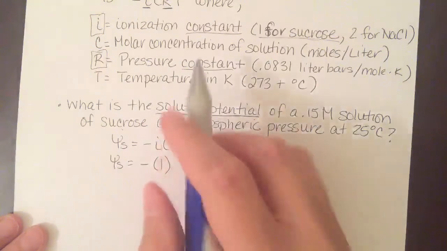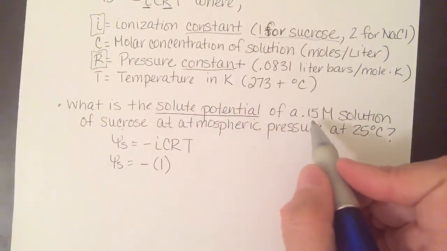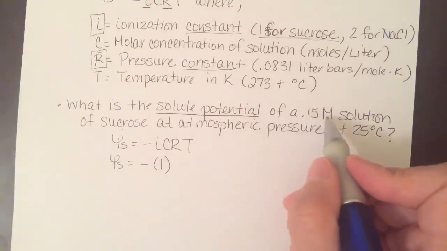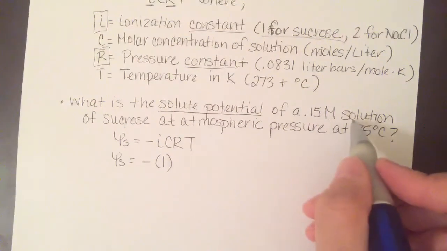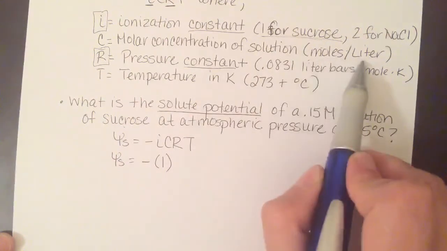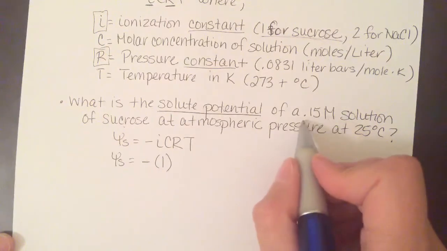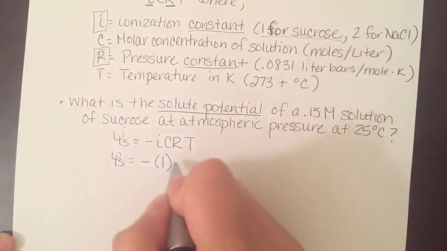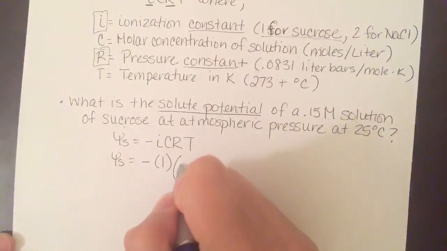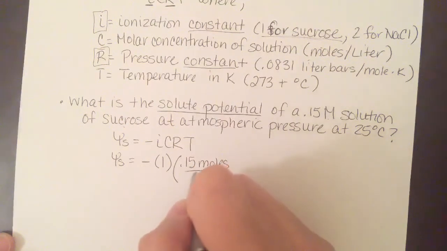Then the C. The C is the molar concentration of solution. I said that it is a 0.15 molar solution. Remember though, we have to write it in moles per liter. So a 0.15 molar solution is 0.15 moles per liter. And so that's what I'm going to write here, 0.15 moles per liter.